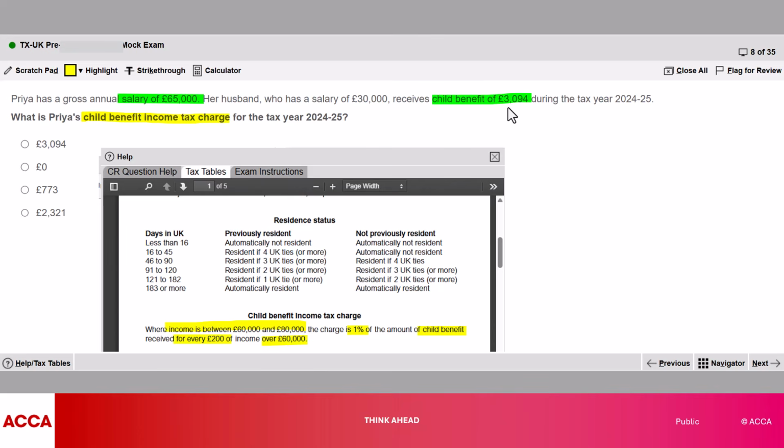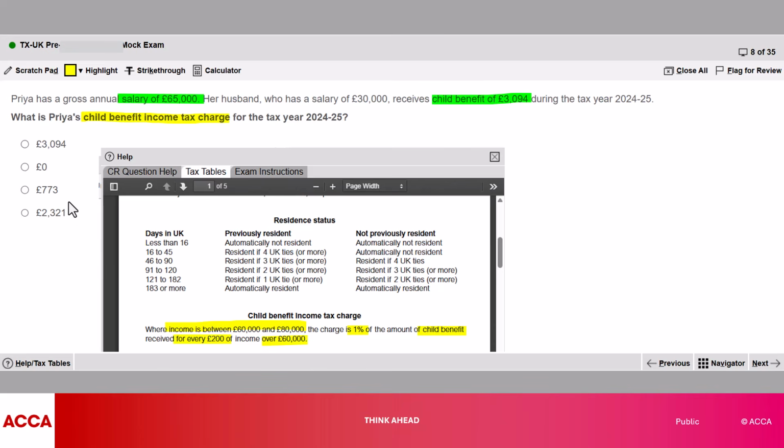Now, before we start, that means that we can actually rule out the second option, which is zero charge. So as long as you knew that it was going to be based on Priya's income, then you know that that one's wrong. And because Priya's income is not above 80,000, we know that the full amount is not going to be repayable. So we can rule out the first option as well.